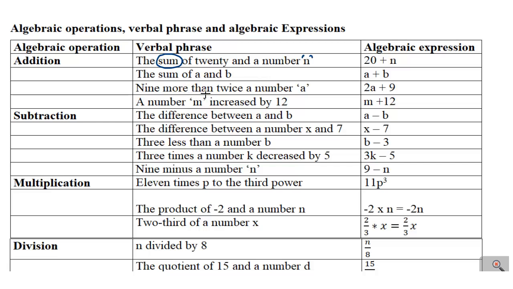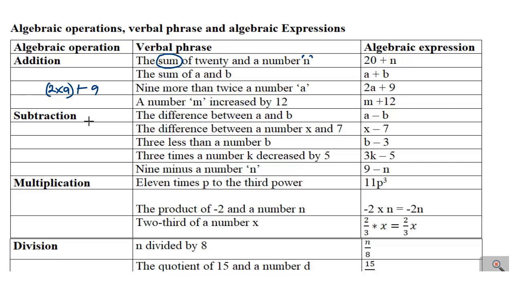Then we have 9 more than twice a number a. There is a number which is a. So when you say twice a number, that is 2 times a. And 9 more than that is plus 9. So that is why we have 2a plus 9. Then in this case, we have a number m increased by 12. So m is a number, a variable basically, because we don't know what corresponds to m. And when you increase it by 12, you have m plus 12.